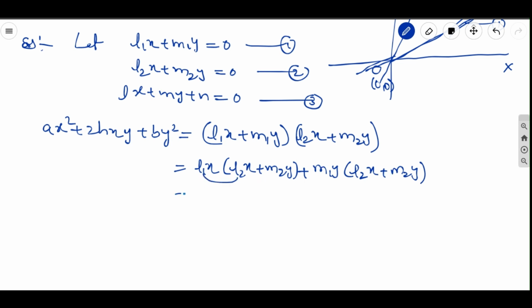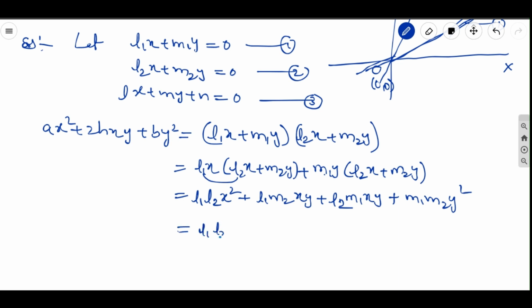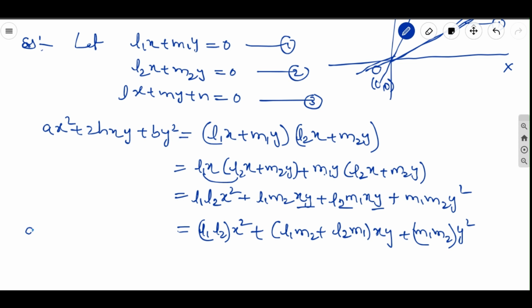Then again multiply using the distribution law: L1 L2 x² + L1 M2 xy + M1 L2 yx, which can also be written as xy L2 M1, plus M1 M2 y². It equals L1 L2 x² + (L1 M2 + L2 M1)xy, taking xy common from the two terms, plus M1 M2 y², which is equal to ax² + 2hxy + by².